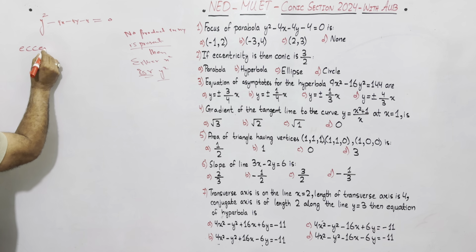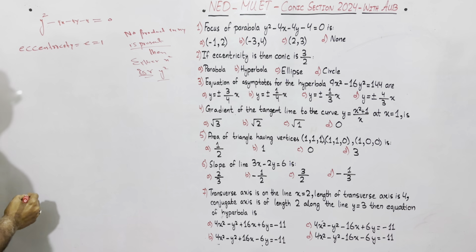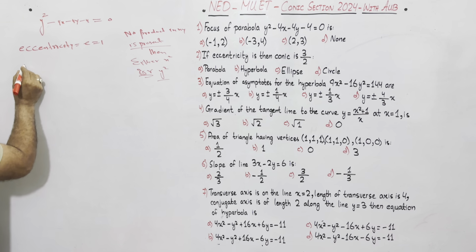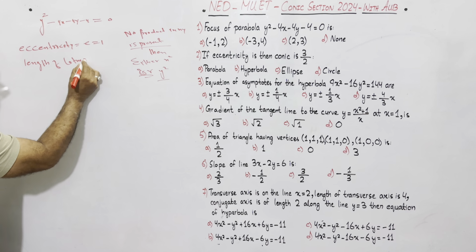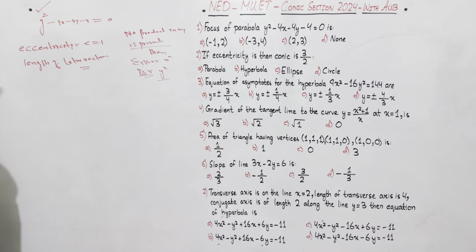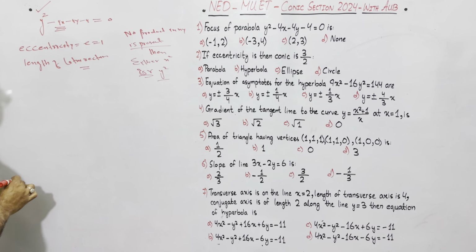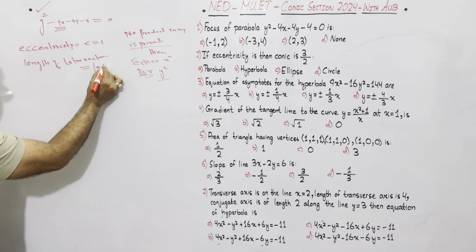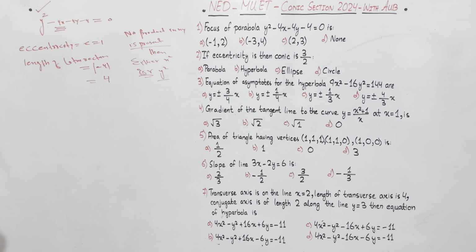Keeping this in mind, the eccentricity of a parabola is always 1, denoted by small letter e. We can also predict the length of latus rectum. If y has a square, then whatever is the coefficient of x, its modulus is our length of latus rectum. Minus 4 means the length of latus rectum is 4 in that case.